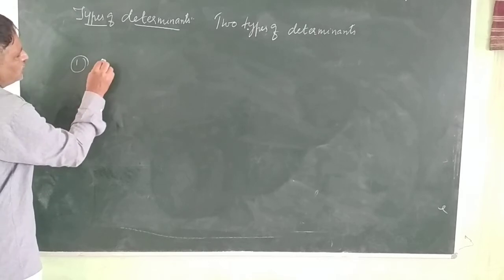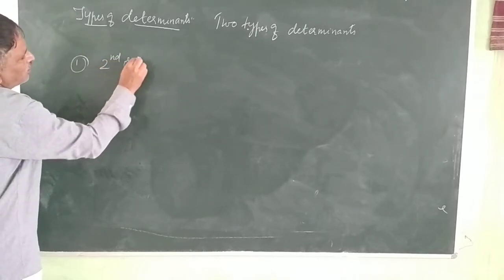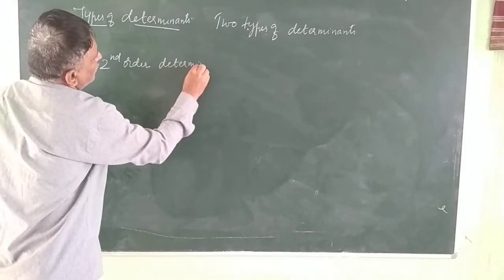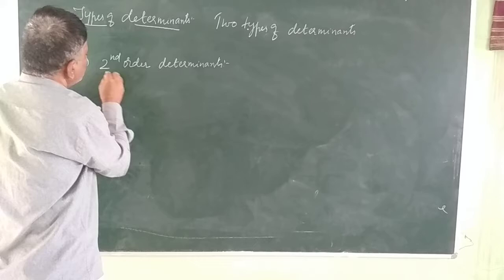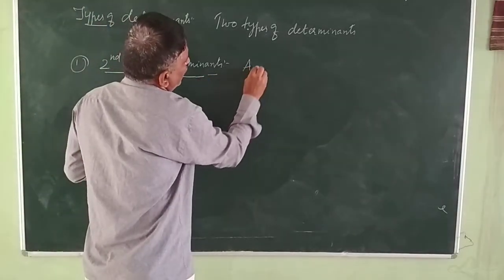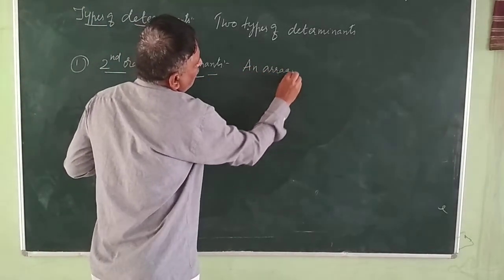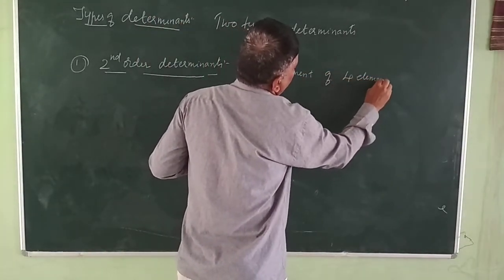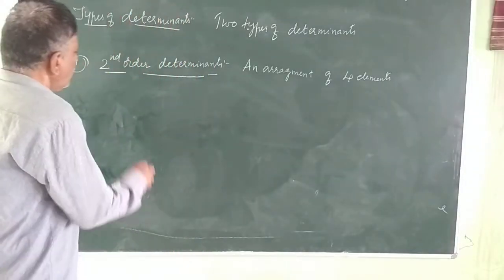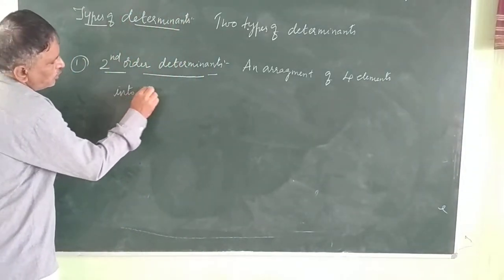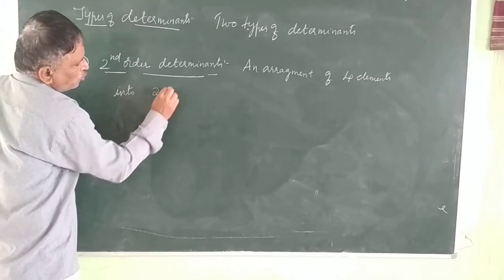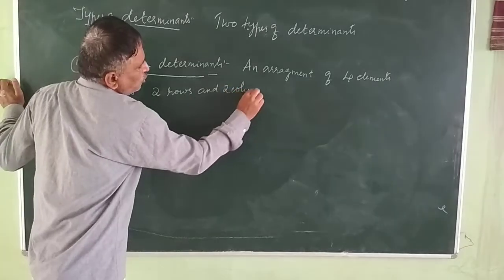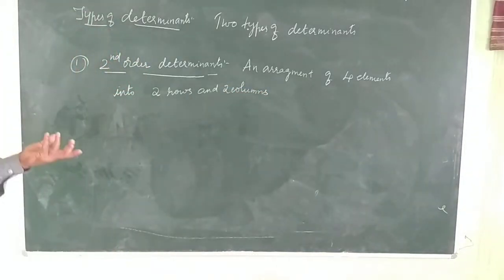First is the second order determinant. So second order determinant is what? An arrangement of four elements into two rows and two columns, or you can write 2 cross 2 also.